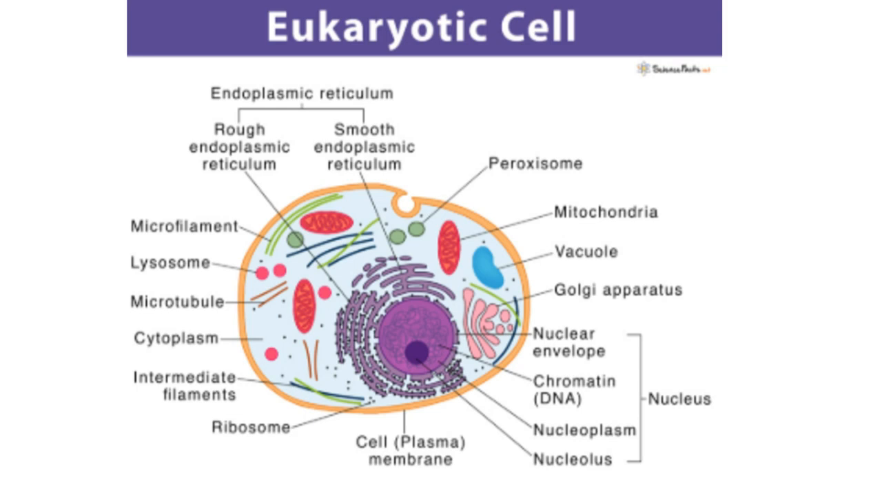So we've seen just how simple prokaryotic cells are, but what happens when a cell becomes more complex? That's where eukaryotic cells come in. Eukaryotic cells are more complex because they contain membrane-bound organelles, meaning they have specialized compartments inside of them.